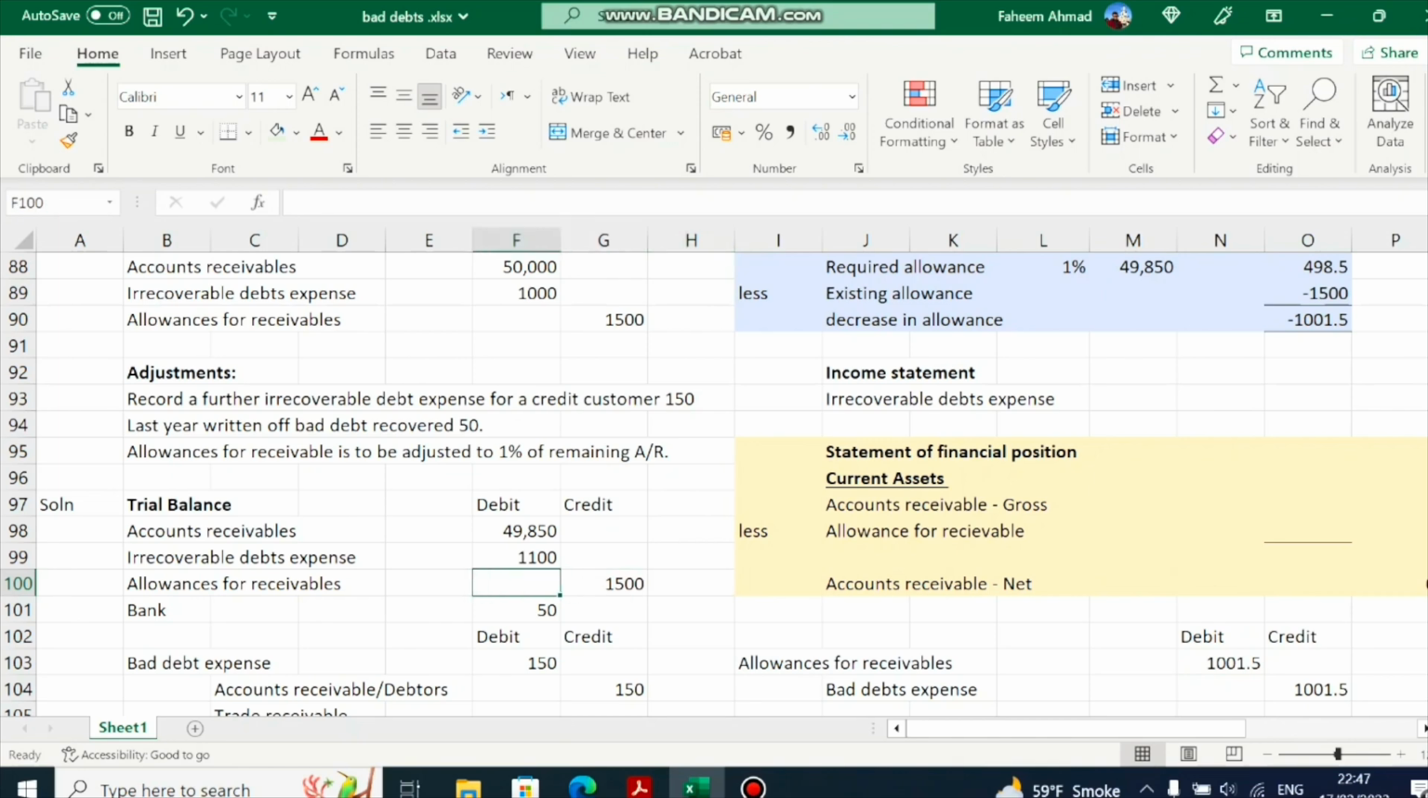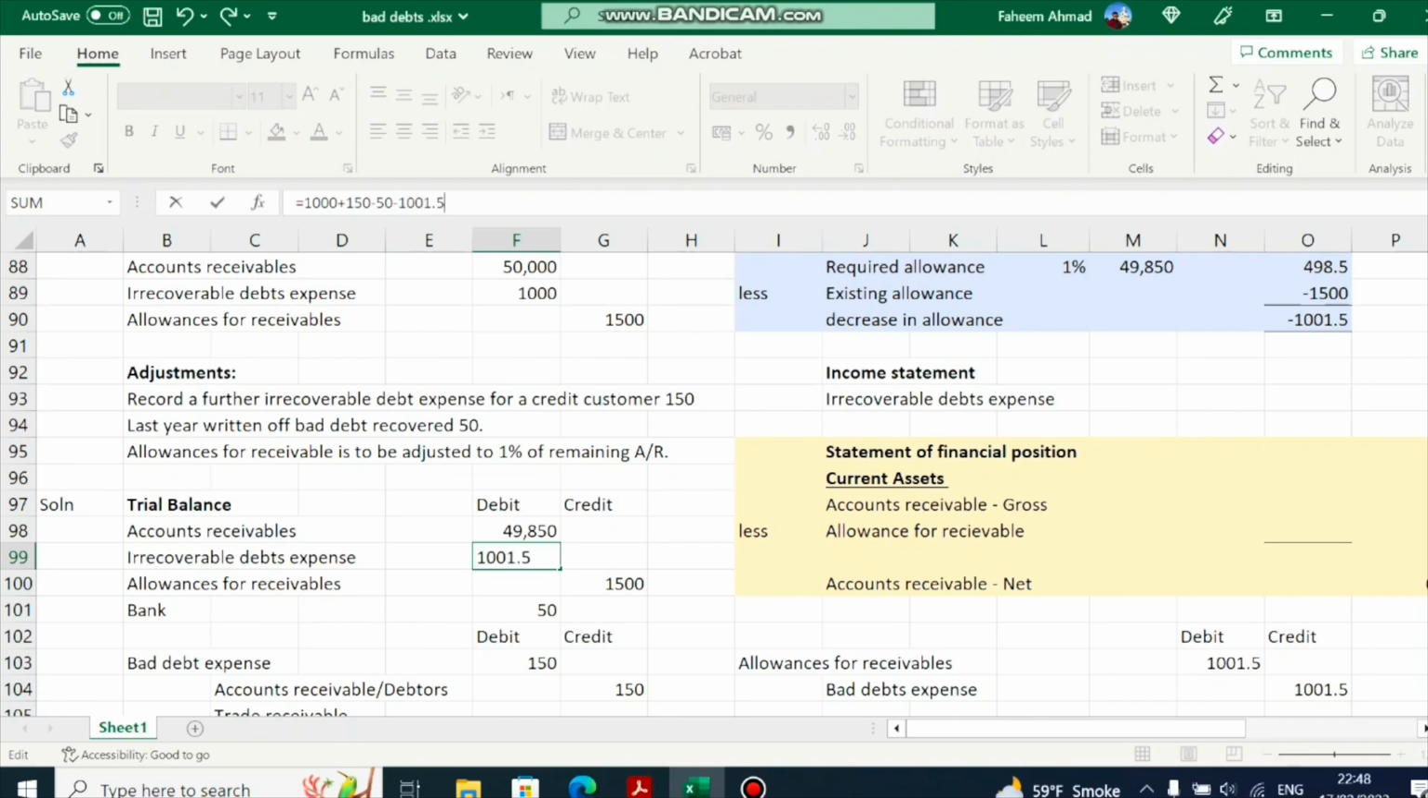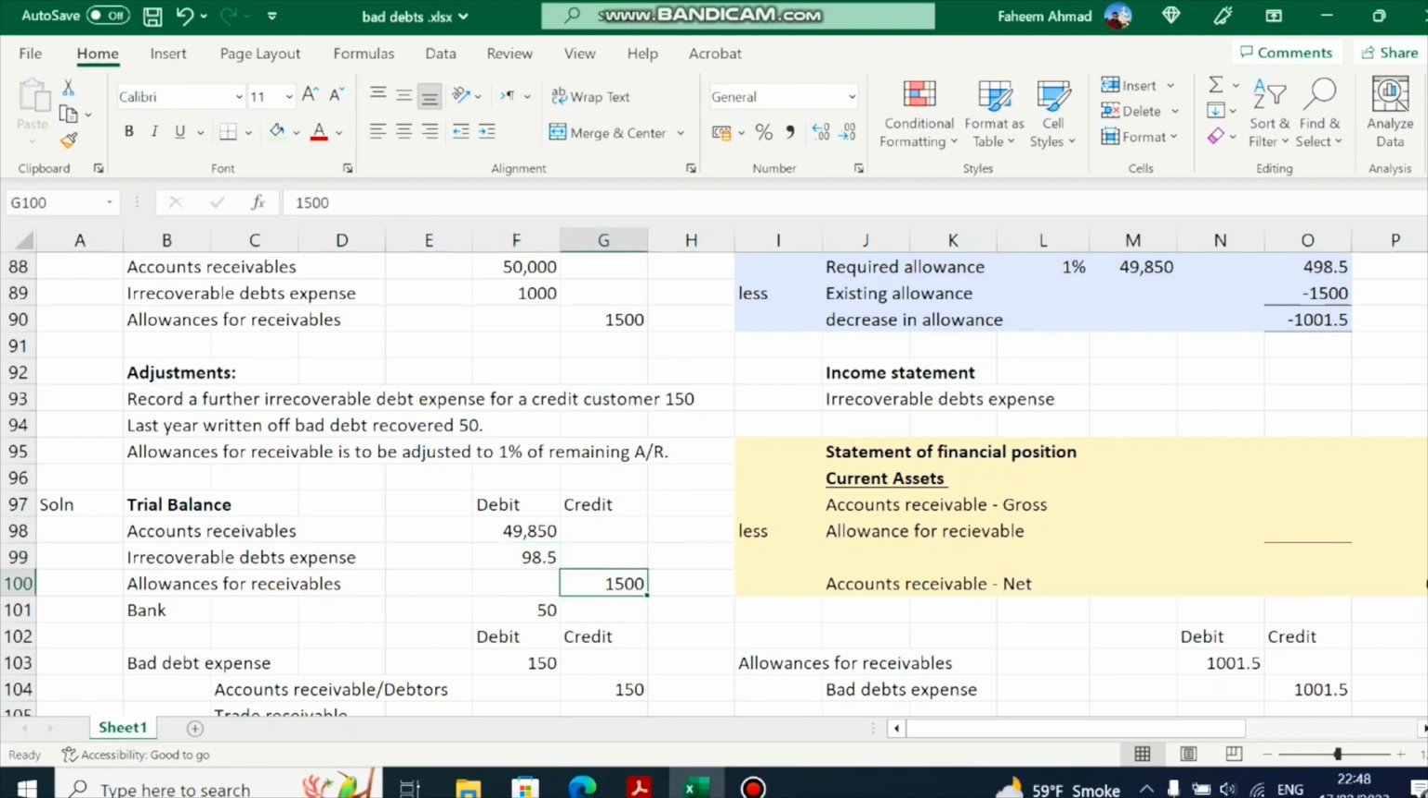I'm going to adjust my trial balance for this adjustment. Since it's credit, therefore I will use negative figure 1001.5. So resultant balance of irrecoverable debt expense or bad debt expense is 98.5. Then we have allowances for receivable. So for allowances for receivable, I'm going to deduct 1001.5 because it is being debited. So allowances for receivable are 498.5.